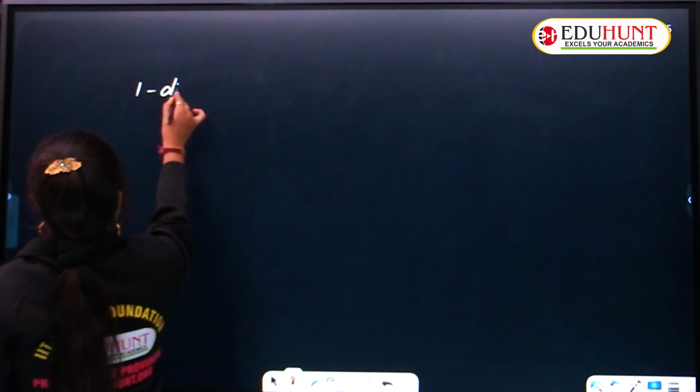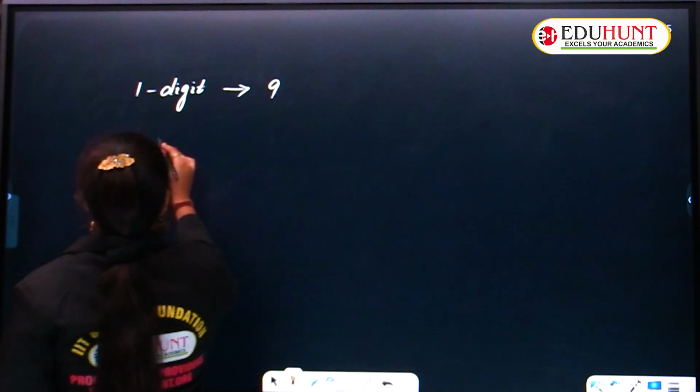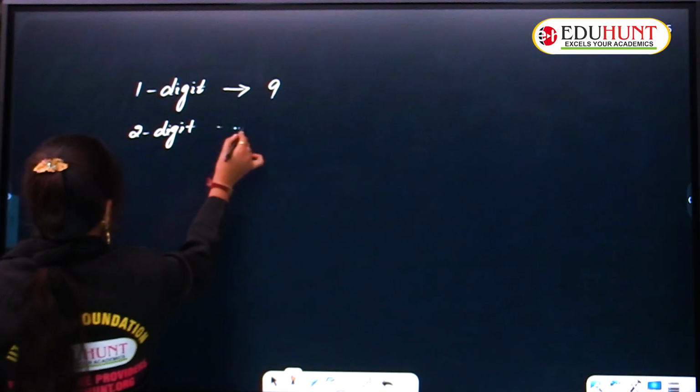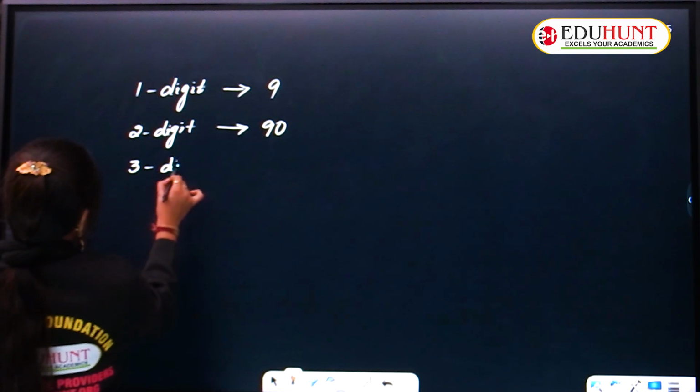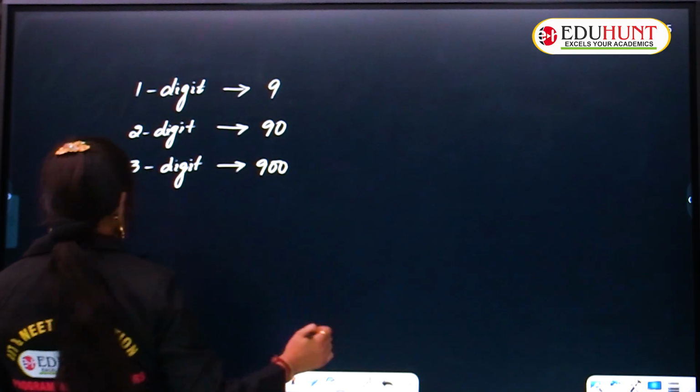Now see, how many 1 digit numbers are there in all? Totally 9 1 digit numbers are there. 2 digit numbers, how many numbers are there in all? We have 90 2 digit numbers. 3 digit numbers, how many numbers are there in all? 900 3 digit numbers are there.